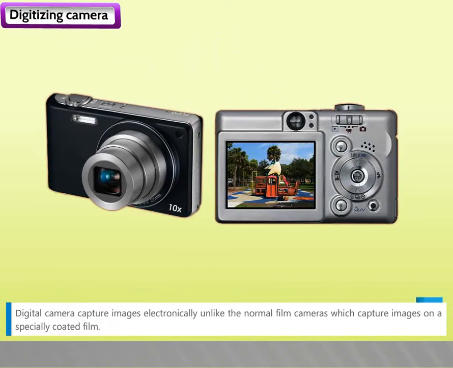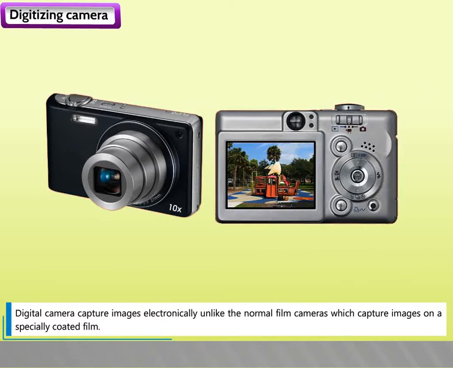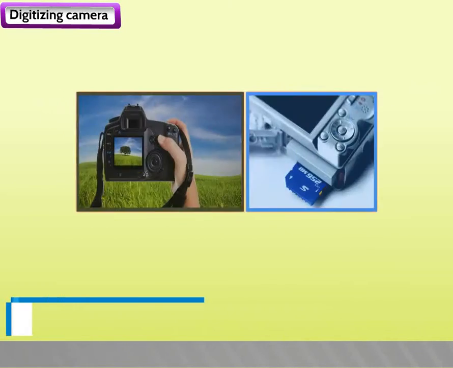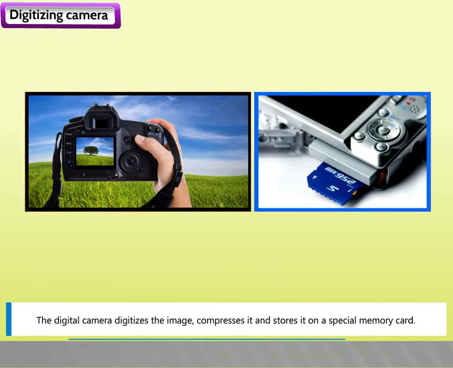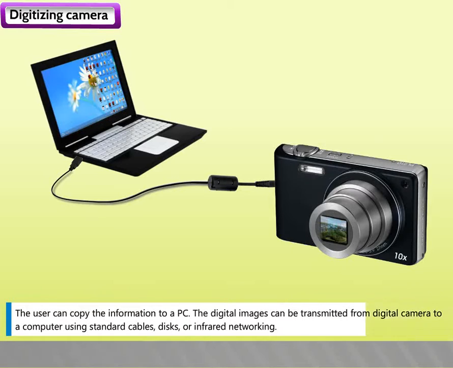Digitizing camera. Digital cameras capture images electronically, unlike normal film cameras which capture images on a specially coated film. The digital camera digitizes the image, compresses it and stores it on a special memory card. The user can copy the information to a PC.